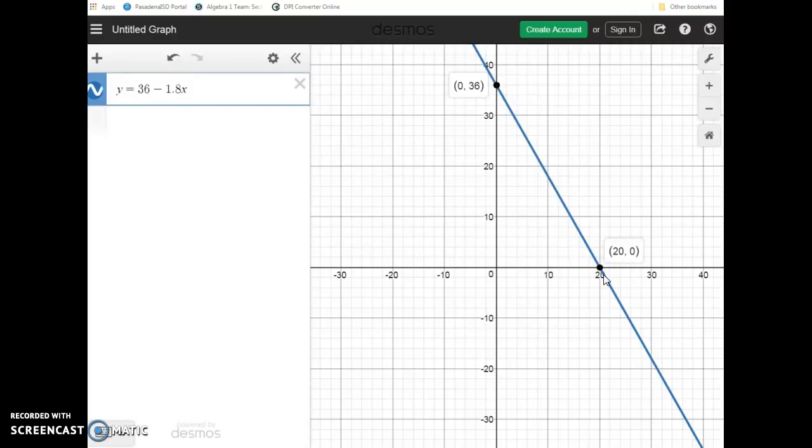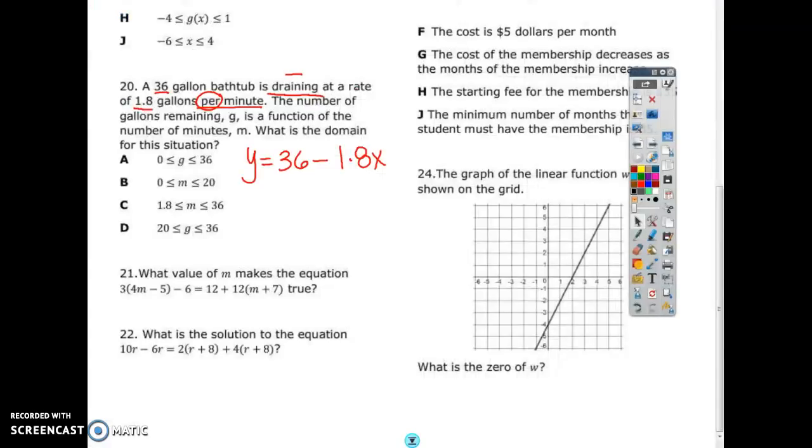Remember, it's real life, so it started at 36 gallons, and then it drained all the way over here. It's asking for the domain. Only the domain. So where did we start it at? 0 minutes all the way to 20 minutes. So from 0 to 20 minutes, that's your answer. Okay, just the domain. This is a real life situation, so it's not all real numbers. You start at 0, that's when it was at 36 gallons, and you end at 20 minutes, that's when it's at 0 gallons.